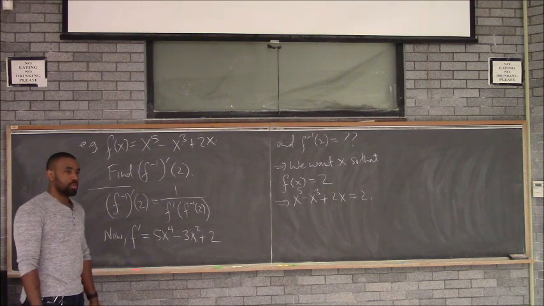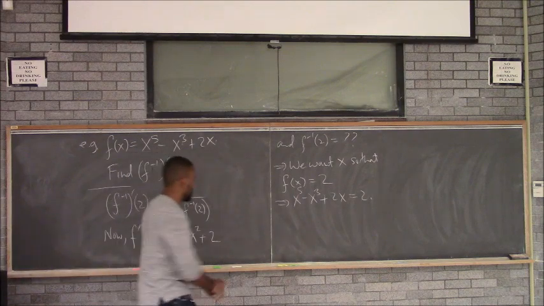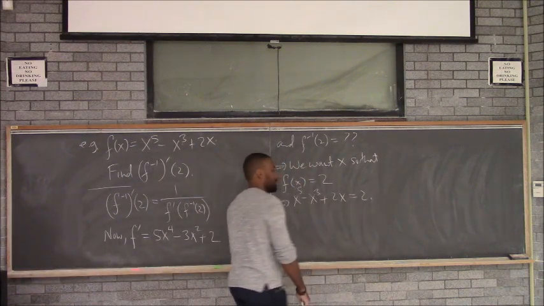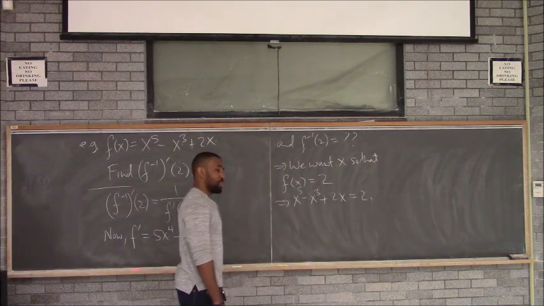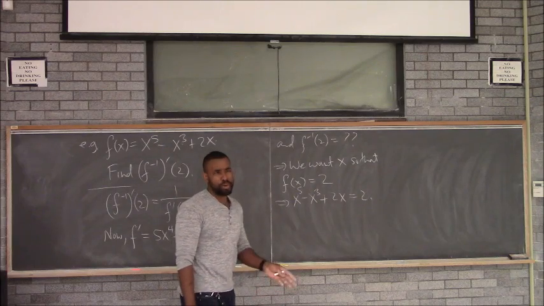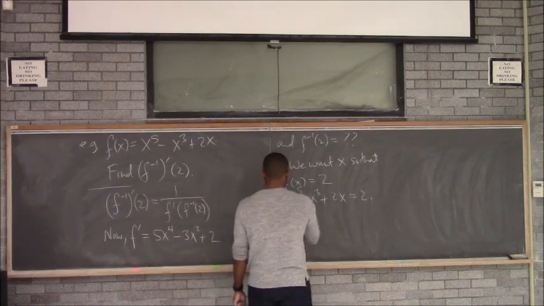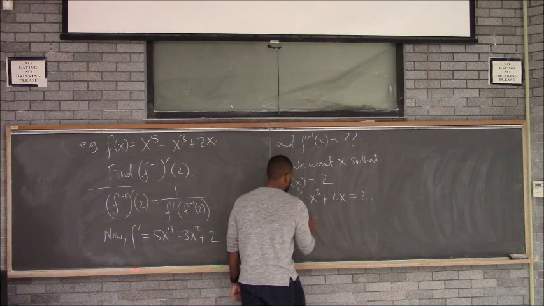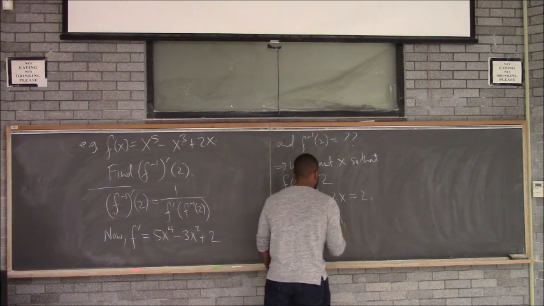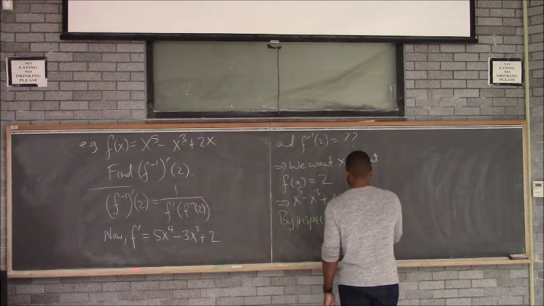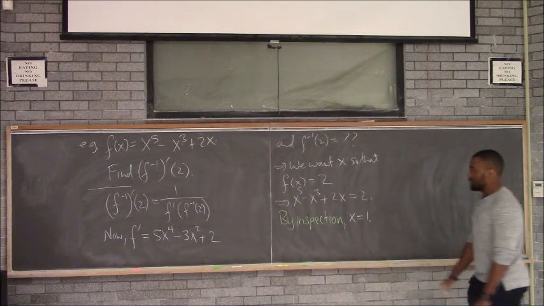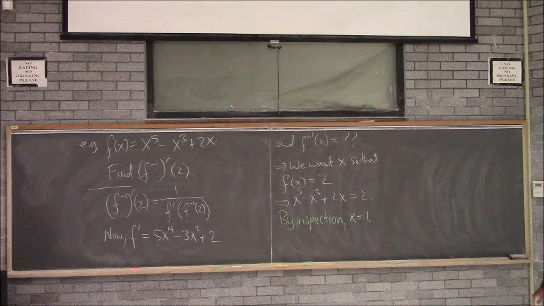1 would actually work. Now, this is what math people call "by inspection." Whenever they eyeball something and just see the answer, they write "by inspection." x equals 1. So, a couple things here that I want to mention.